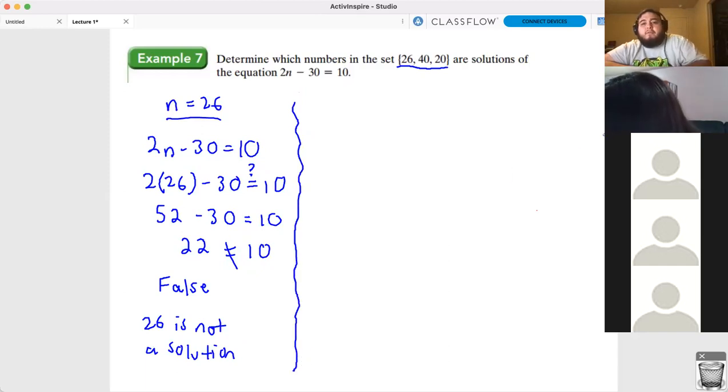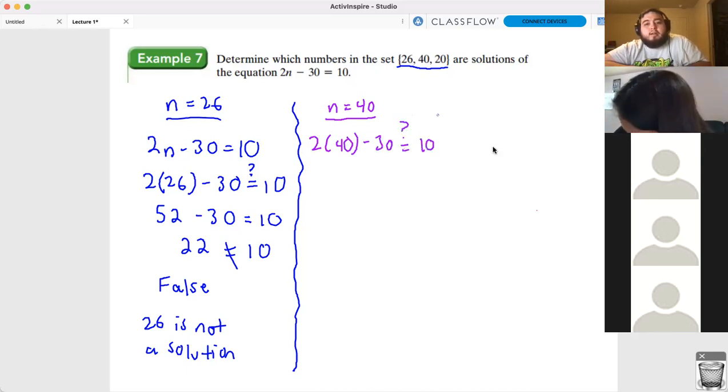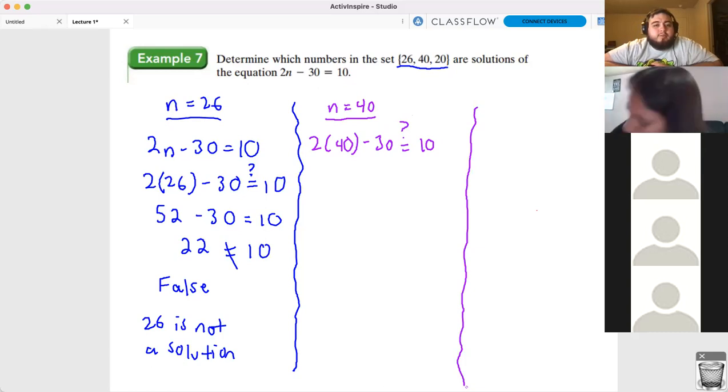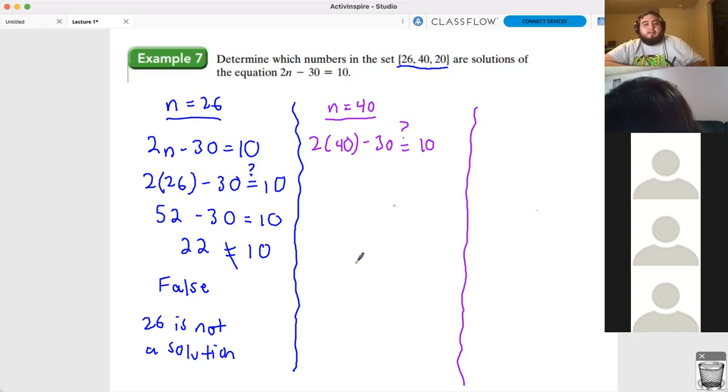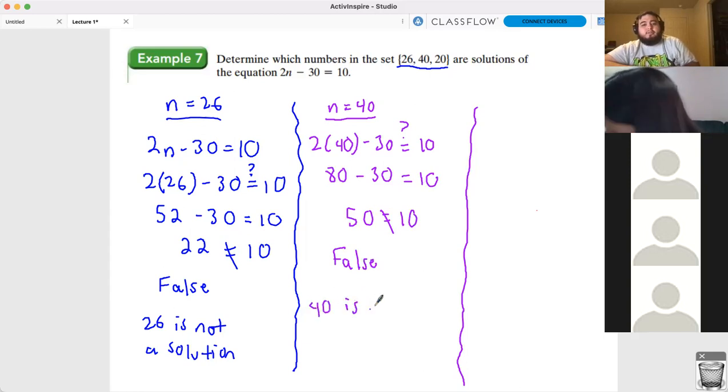So now we're gonna do the same thing for the next number in the set. What's the next number in the set? 40. So then we do n equals 40. I'm not gonna write the equation again, so I have it there. So it'll be 2 parentheses 40 minus 30 equals 10 with a question mark on top. So how do we simplify the left side? Multiply the 2 into the 40, which is 80. Bring down the minus 30. What's 80 take away 30? 50. Does 50 equal 10? Nope. So that's false. So we can say 40 is not a solution. Thank you so much.